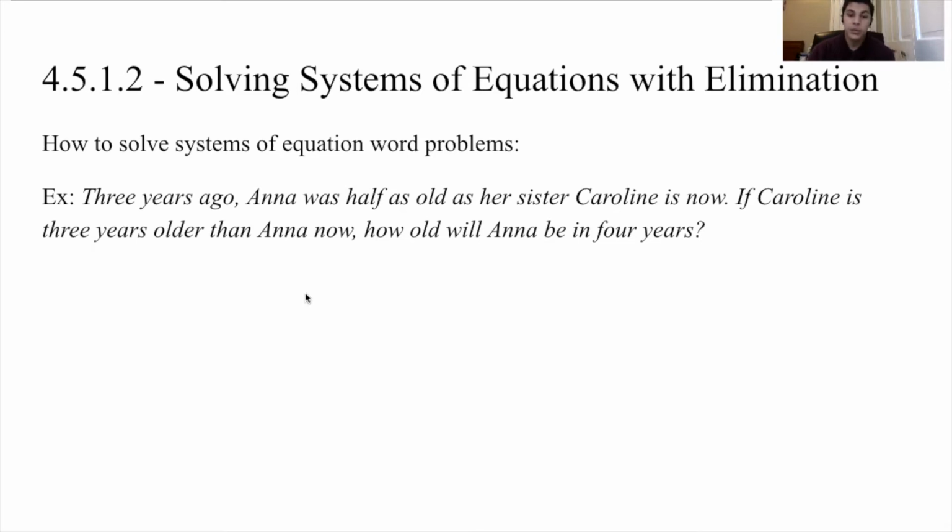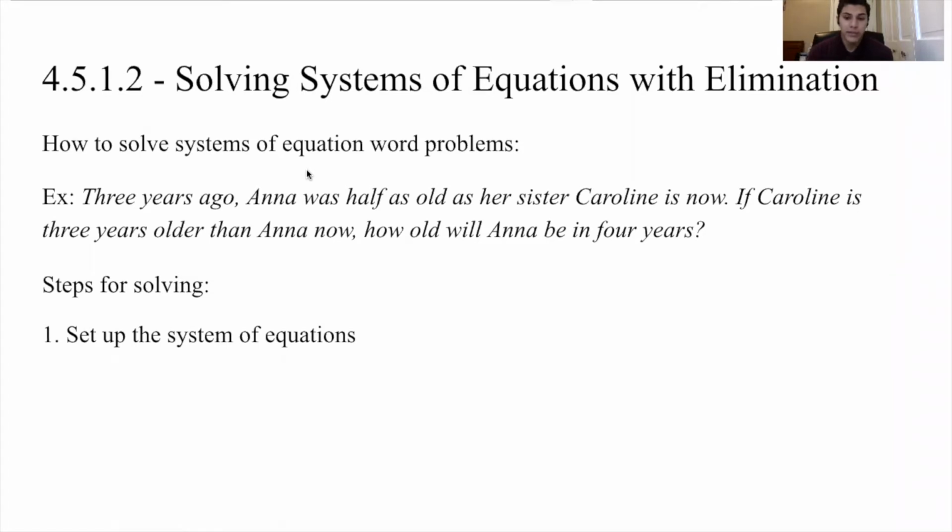All right, so when it comes to solving systems of equations, the first step is always just to set up the system. So let's do that first. That's something that we've already learned. So the two variables that we have in the equation, the two numbers that will change, are Anna's age and Caroline's age, because it's asking us how old will Anna be in 4 years. So we need to find Anna's age, and then at the end we can just add 4 to that. So we're going to call A Anna's age.